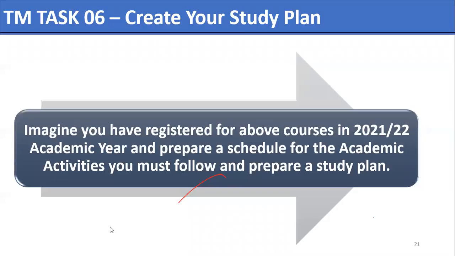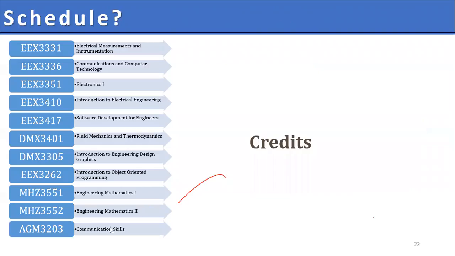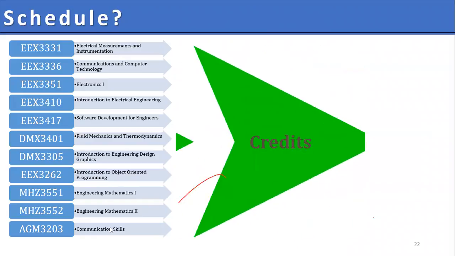So how do you prepare your study plan? I again mention here your schedule. Think about here, we have these courses, the course list. If you calculate from this list, you will get the credit values.